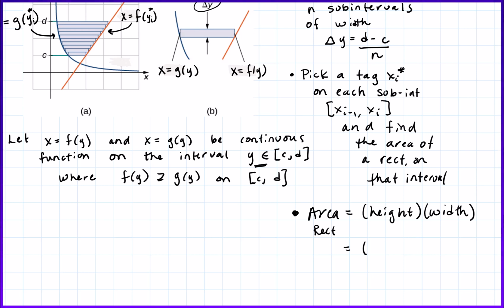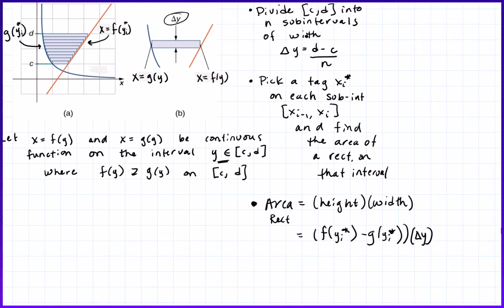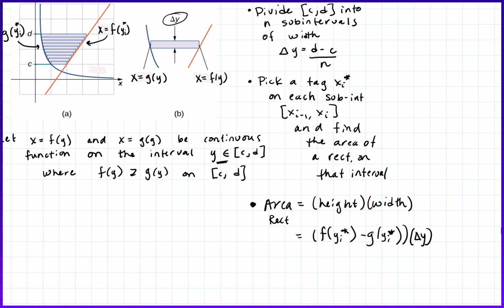So I'm going to get f of y sub i star minus g of y sub i star. And the width, well, we already talked about the width. The width is delta y. So that's the area of each of the rectangles. Well, how do we find the area of the total region? Well, this is where Riemann sums come in.